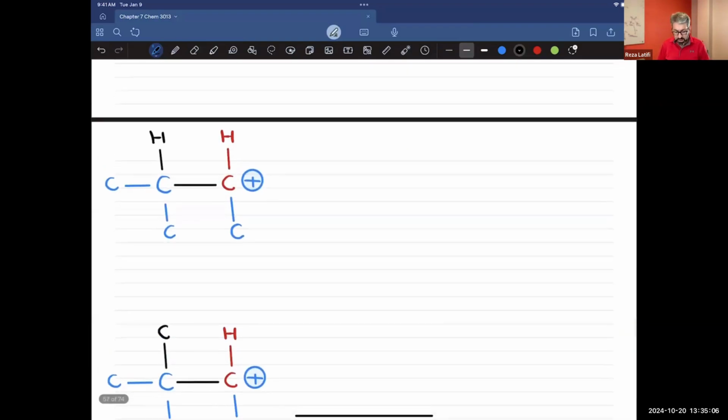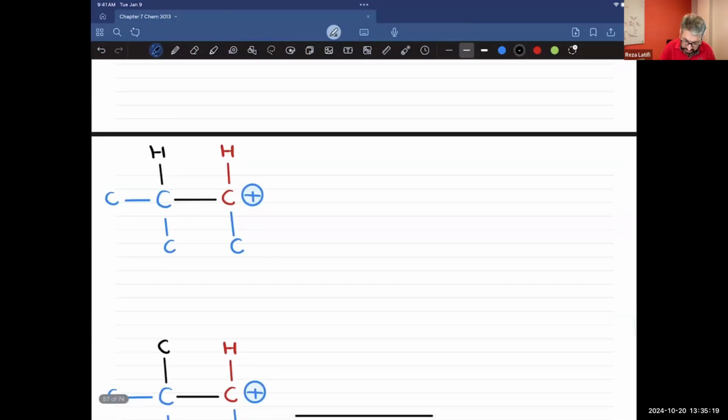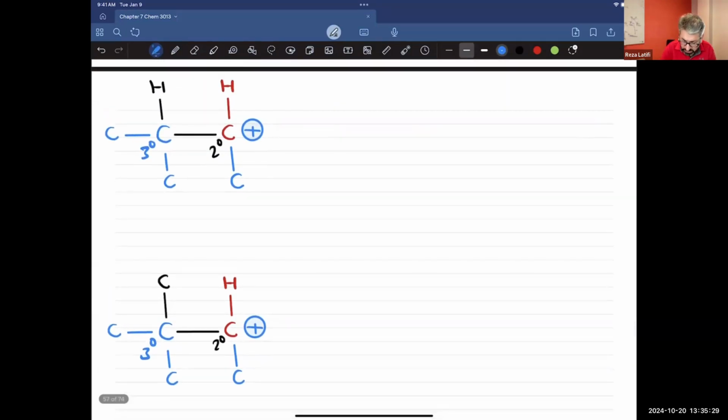Now, what do we have here? In the previous case, we had the primary carbocation with a positive charge on it, and in this case, I have a secondary carbocation, and the secondary carbocation is attached to a tertiary carbon. Again, you can simply move the hydrogen, and if you move the hydrogen, so let's copy paste this one.